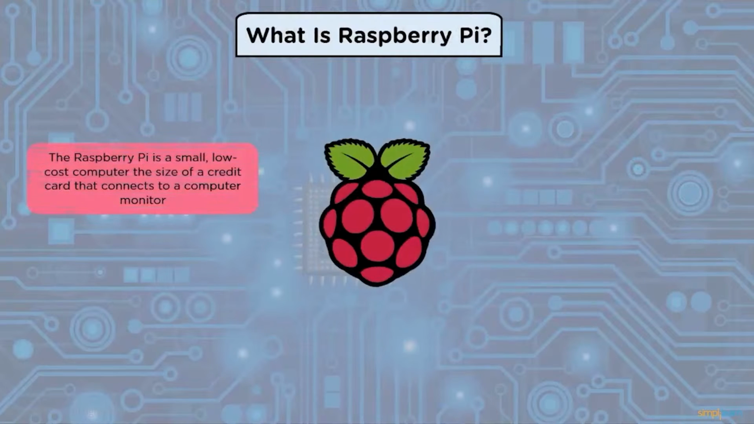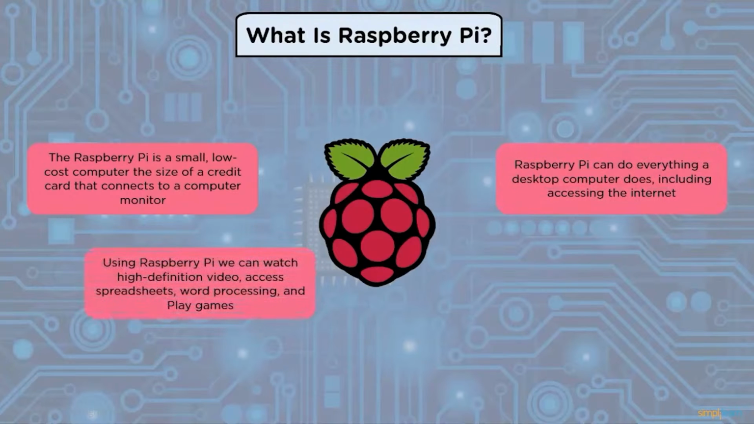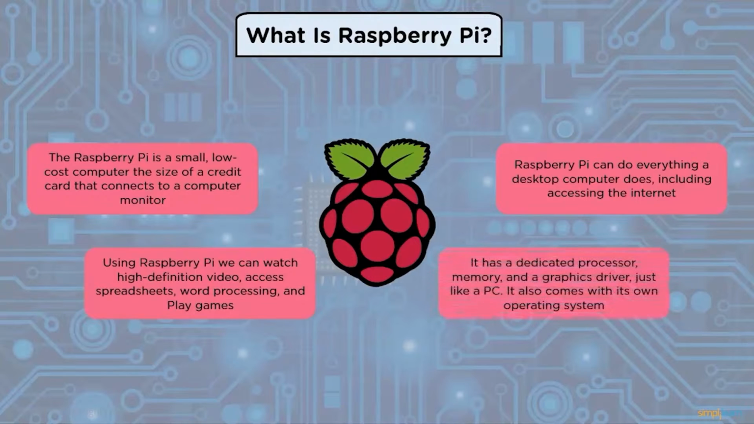Raspberry Pi is a small, low-cost computer the size of a credit card that connects to a computer monitor or television and utilizes a conventional keyboard and a mouse. Raspberry Pi can do everything a desktop computer does, including accessing the internet. Using Raspberry Pi, we can watch high-definition videos, access spreadsheets, do word processing, and play games.